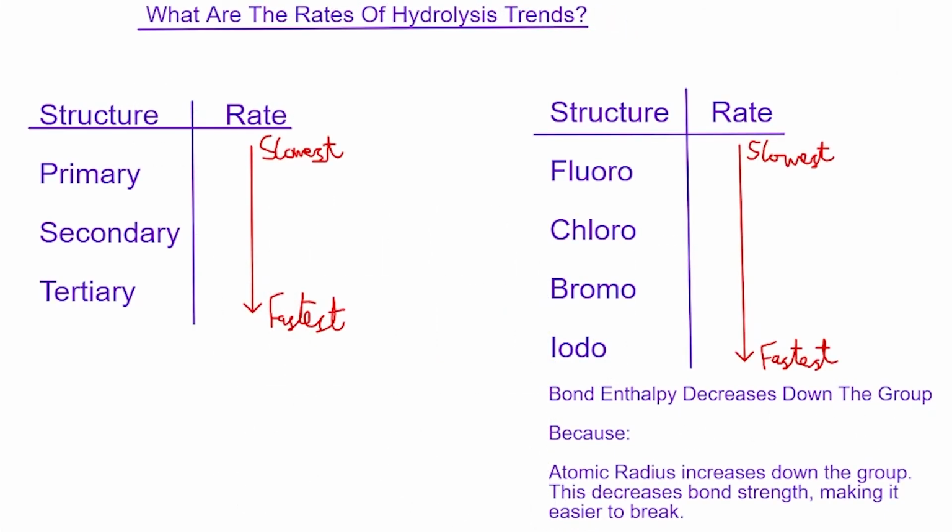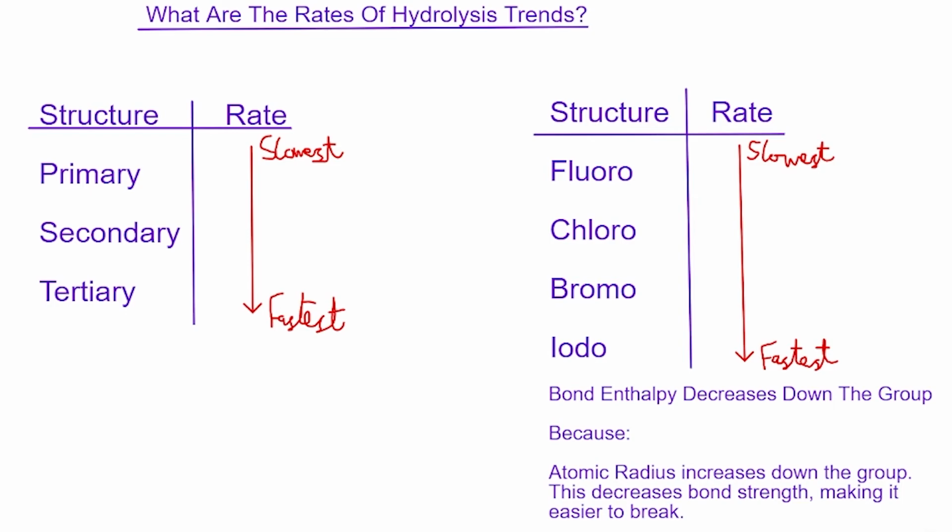You will also want to know about the trends in the rates of hydrolysis of halogenoalkanes. Firstly, if we look at primary, secondary and tertiary halogenoalkanes, primary halogenoalkanes will have the slowest rate of hydrolysis, whereas tertiary halogenoalkanes will have the fastest rate of hydrolysis, with secondary ones being somewhere in between. This is because tertiary halogenoalkanes are more reactive. You don't need to know why they're more reactive, but simply that the trend exists, so you should be aware of it.